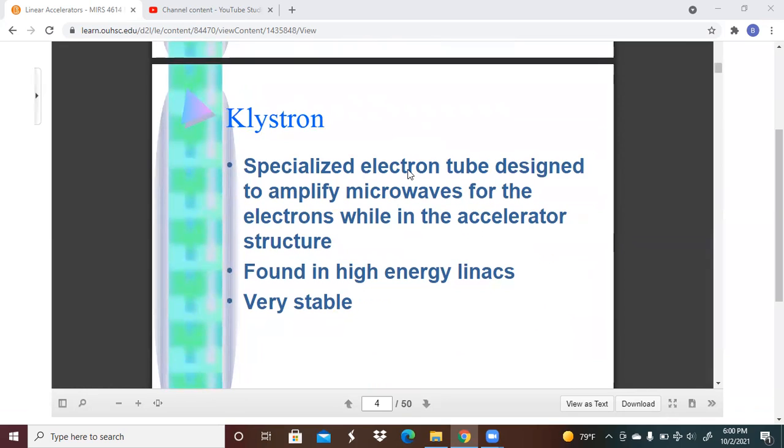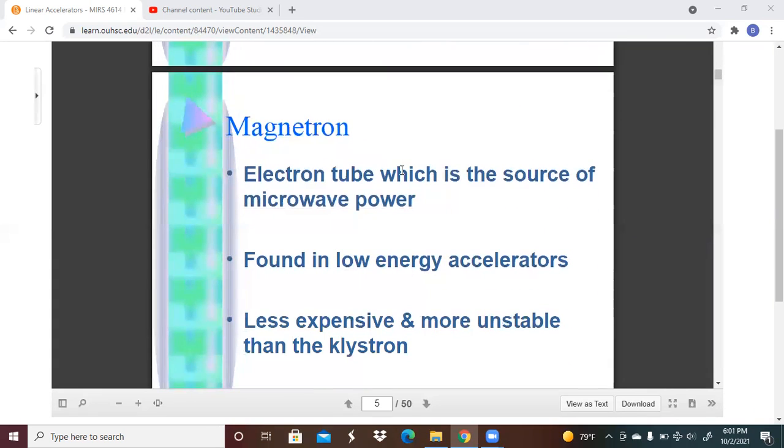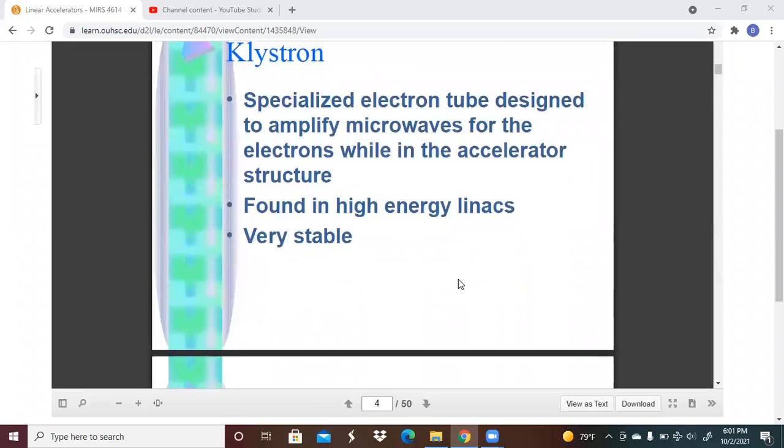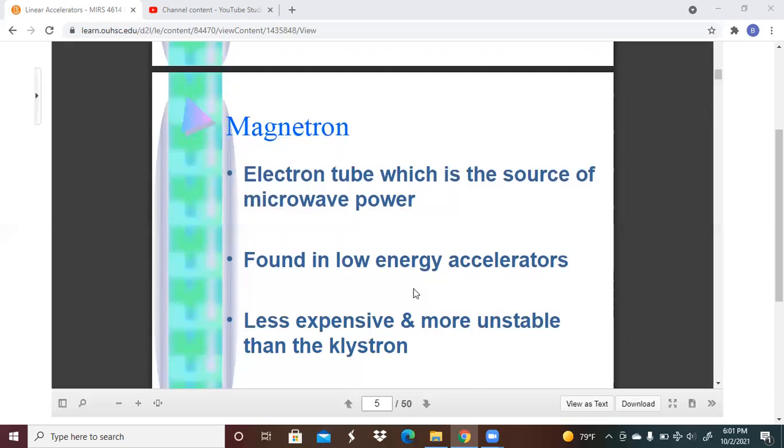So let's take a look at some of this here. The Klystron. If you remember from the previous lecture that I had, it's a specialized electron tube that's designed to amplify microwaves for the electrons while in the accelerator structure. It's found in the high energy LINACs and it's very stable. Now the magnetron. The electron tube, which is the source of the microwave power. So the Klystron is going to magnify what's done in the magnetron. It's found in low energy accelerators, less expensive and more unstable than the Klystron.